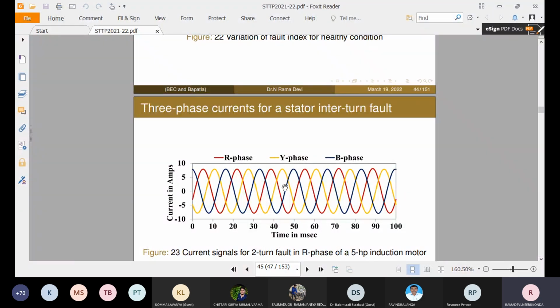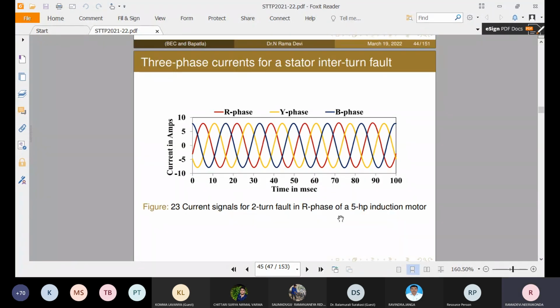Next, we look at this figure, a case of a two-turn fault in R phase of a 5 HP induction motor. These are the current signals. The fault is created at the instant of 60 milliseconds. After that instant, the fault happens in the R phase.